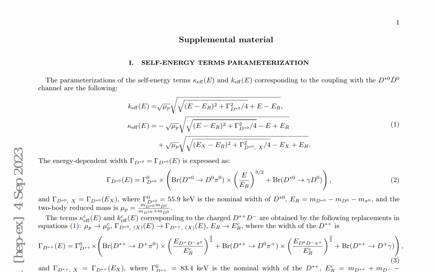The parameterization of self-energy terms for the charged D+ D- channel is obtained by replacing the reduced mass, width, and energy terms in the equations for the neutral channel.